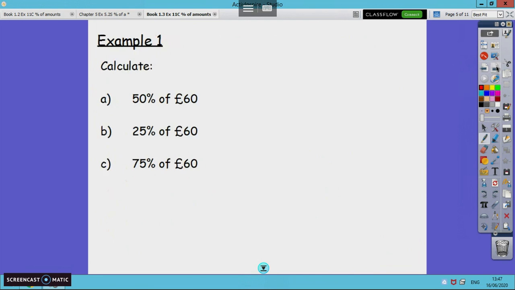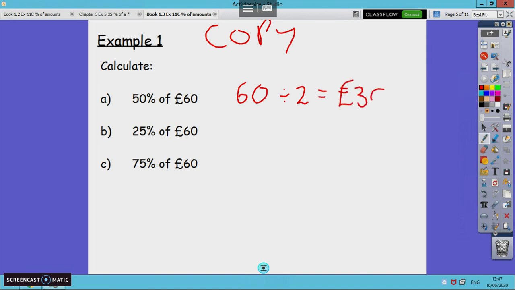So here's first example number 1. Right, I'd like you to copy this down, please. So 50% of 60. Well, to find 50%, you divide it by 2. So 60 divided by 2 is 30. So 50% of 60 is £30.